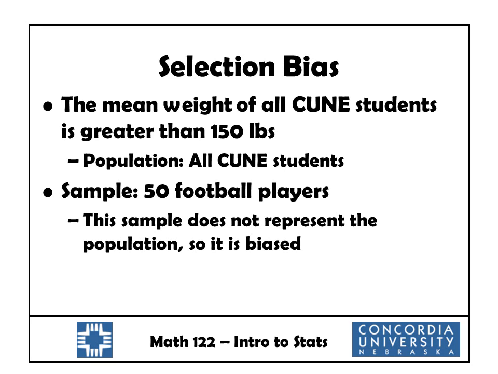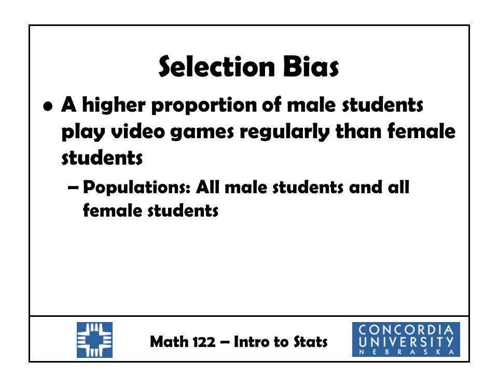Now, if we wanted to make a claim about football players, then maybe this is a pretty good sample. But this is not a good sample if we want to make a claim about all Concordia students. Let's look at another example. A higher proportion of male students play video games regularly than female students. We've seen this one before. And we have 2 populations, all male students and all female students.